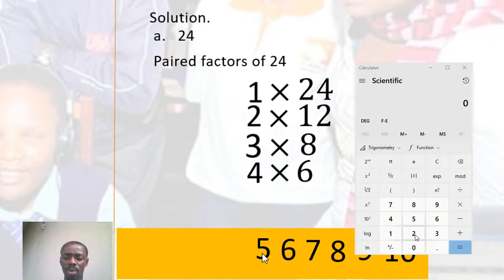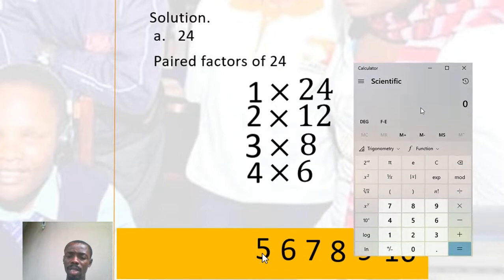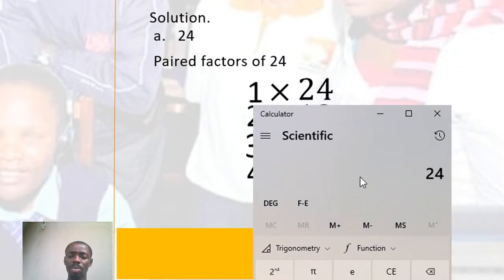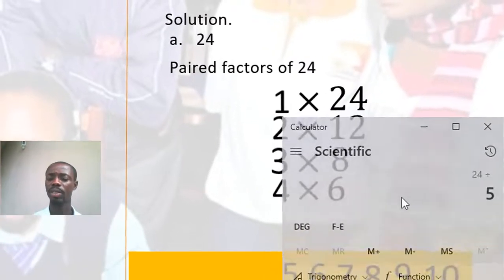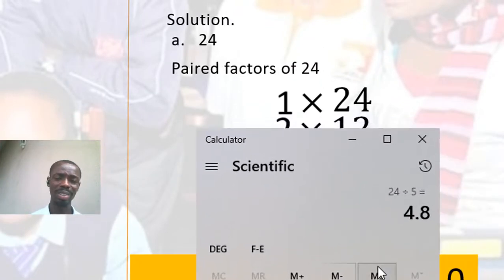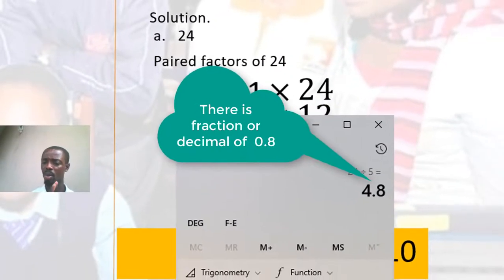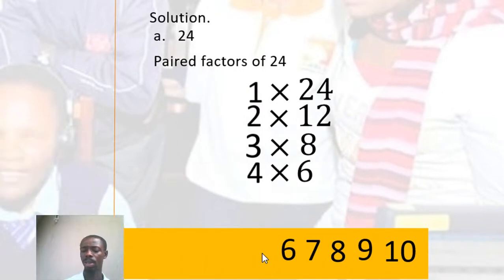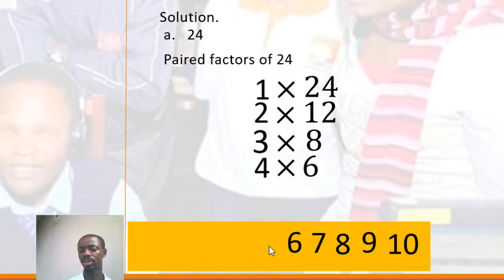So after 4, you have 5. Okay, so the next question is, does 5 divide into 24? If your answer is yes, you allow 5. But my answer is no. 5 doesn't divide into 24. You will usually have a remainder or a decimal or a fraction, whichever way. So I will get rid of 5. I don't need 5. Now the next number on my list is 6.